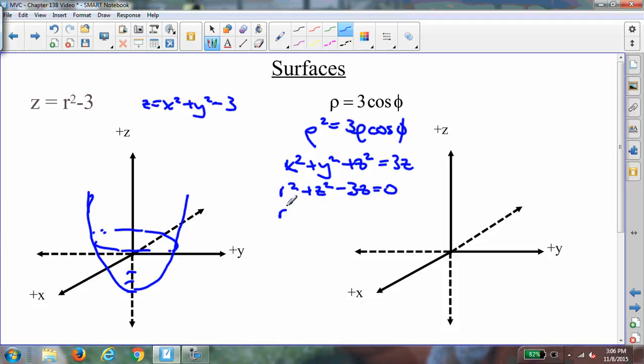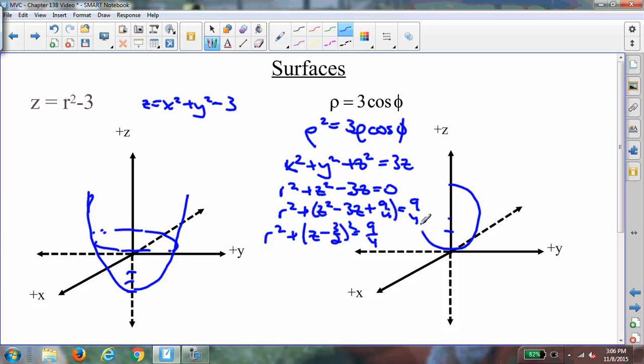If I complete the square, I get r squared plus z squared minus 3z plus 9/4 to complete the square equals 9/4, or r squared plus (z minus 3/2) squared equals 9/4. So that means at any value of theta, I should see a circle that's 3/2 units up on the z-axis with a radius of 3/2. So what we have generated is a sphere, but not centered at the origin. It's centered at 0, 0, 3/2.